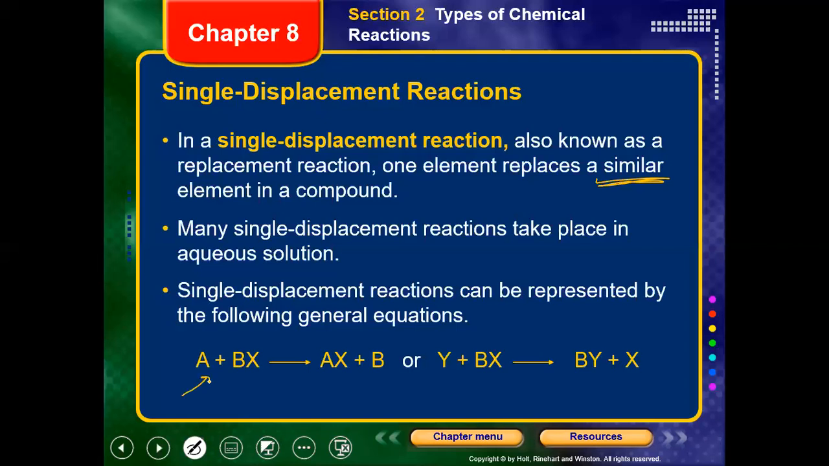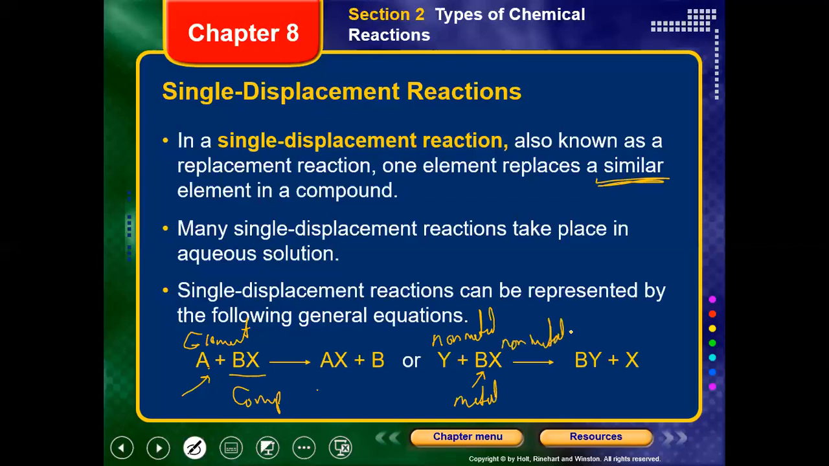Element A is an element plus BX as a compound. Here A is a metal, B is a metal also. A is more reactive than B, so the new compound is AX plus B, or Y plus BX, where Y is a non-metal. And you know that always the first element in the chemical formula, if it's an ionic compound, is a metal, and the second element is a non-metal.